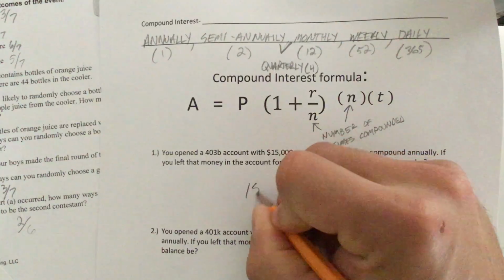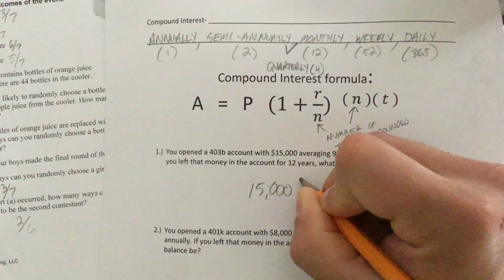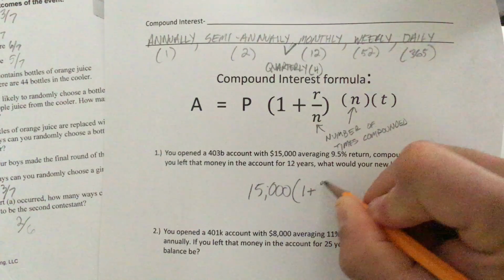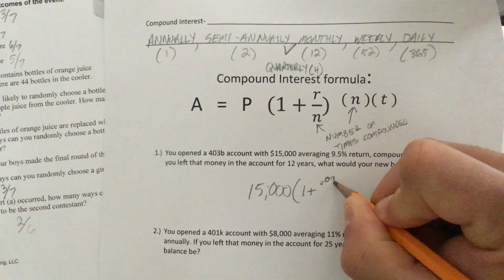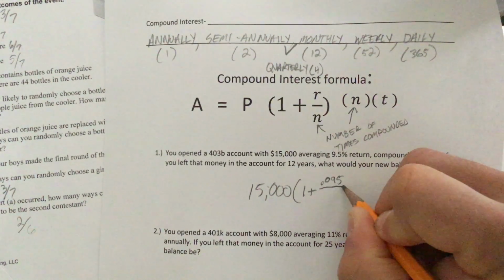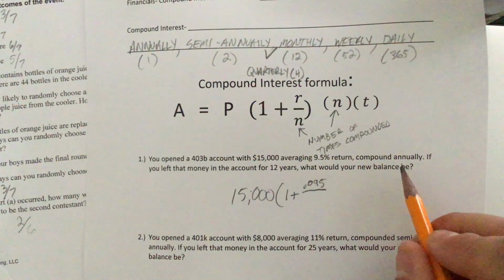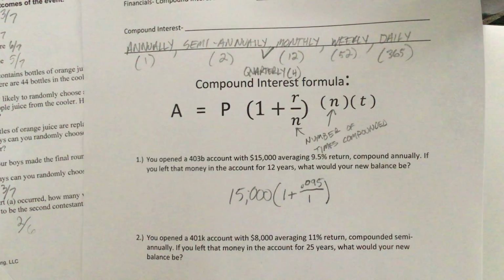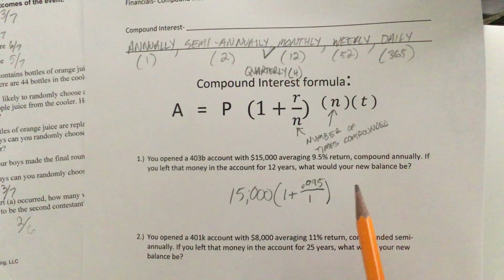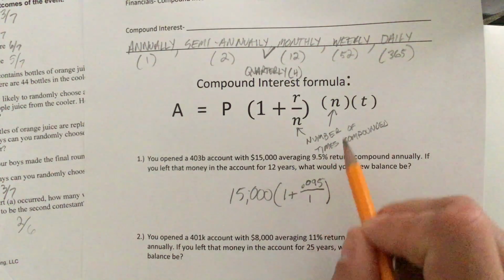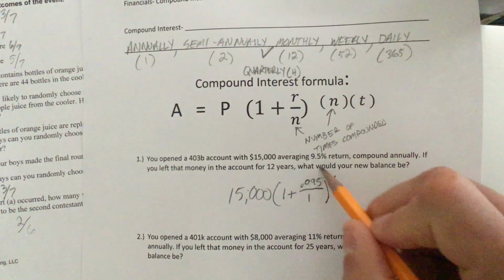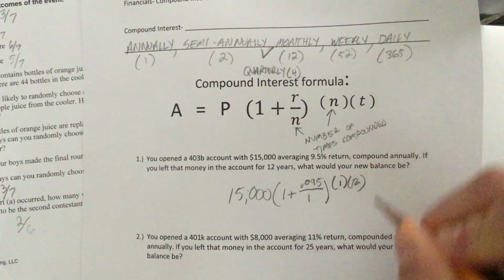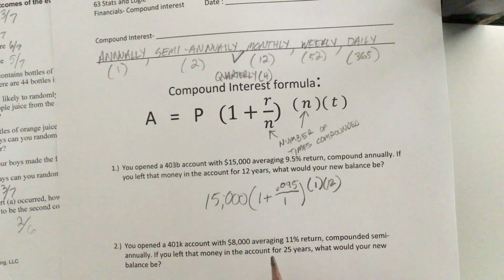Okay, so 15,000 times 1 plus, okay, well, our rate as a decimal is 0.095 divided by compounded annually. That's a 1. Now you might say, well, mister, dividing by 1, yes, I realize it doesn't change. I'm just sticking with the formula. What would your new balance be? So we still have to incorporate, okay, number of times compounded, 1 times the number of years. Okay, this is what our formula looks like.